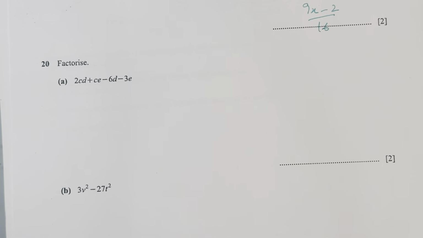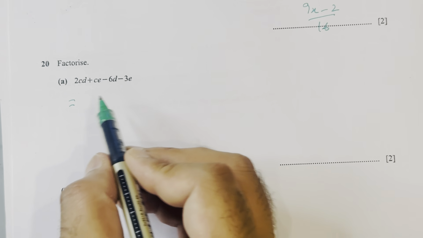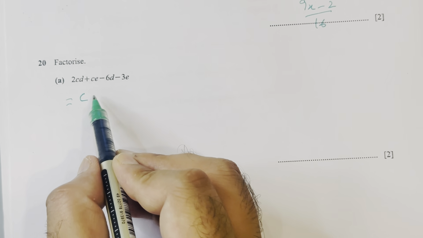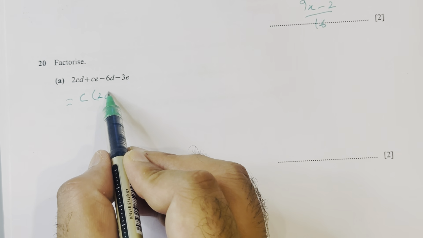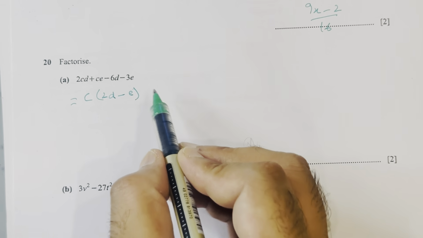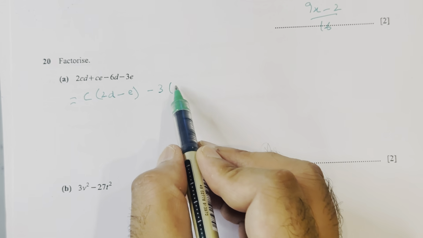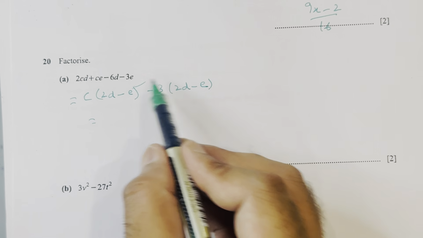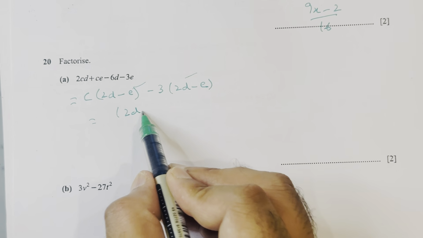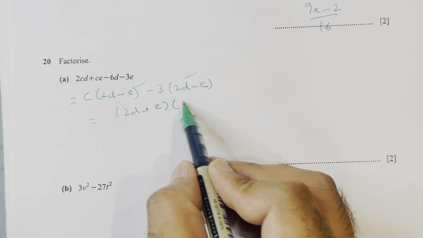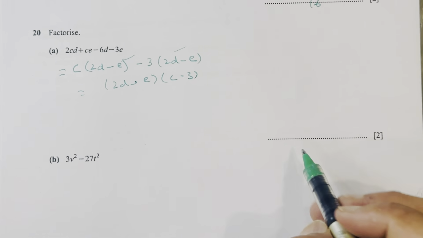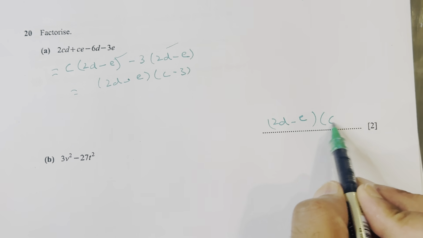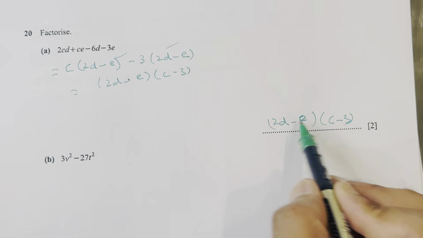Factorize 2cd plus c minus 6d minus 3. Take the common factor c from the first part, the remaining will be 2d minus e. Then take the common factor 3, the remaining will be 2d minus e. Both are carrying 2d minus e, and c minus 3. So this would be our answer. Again, this is a simple question of algebra.